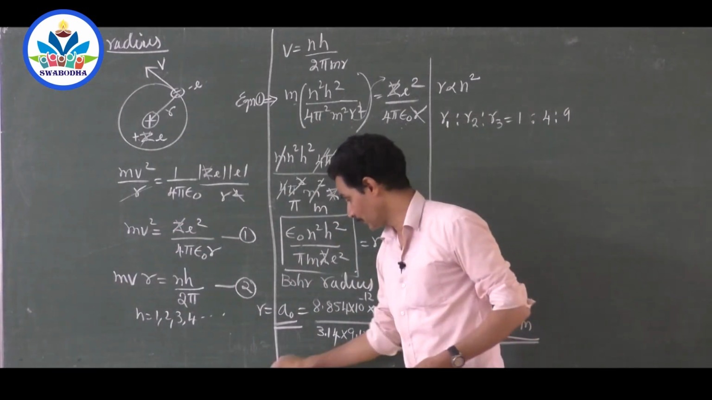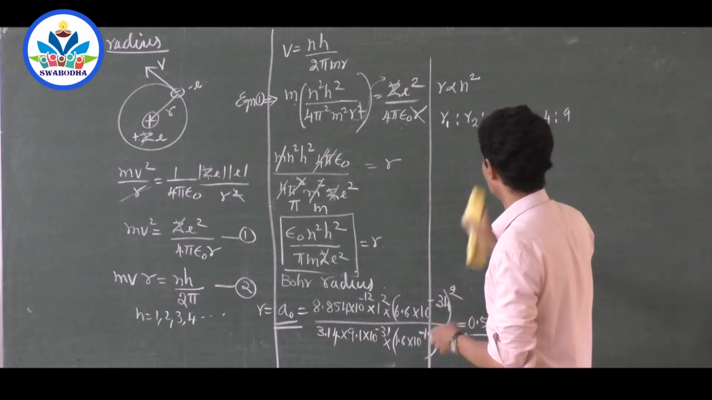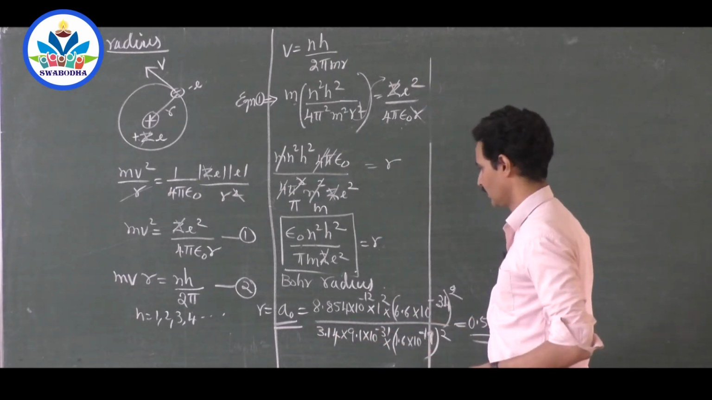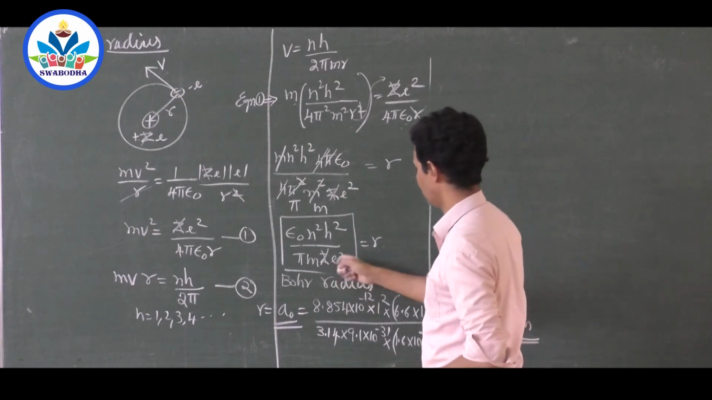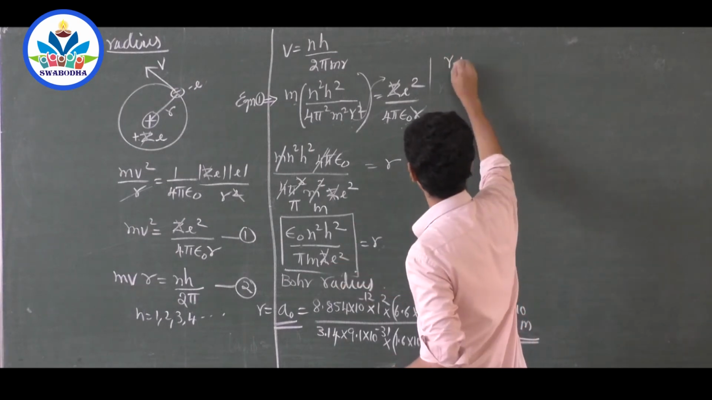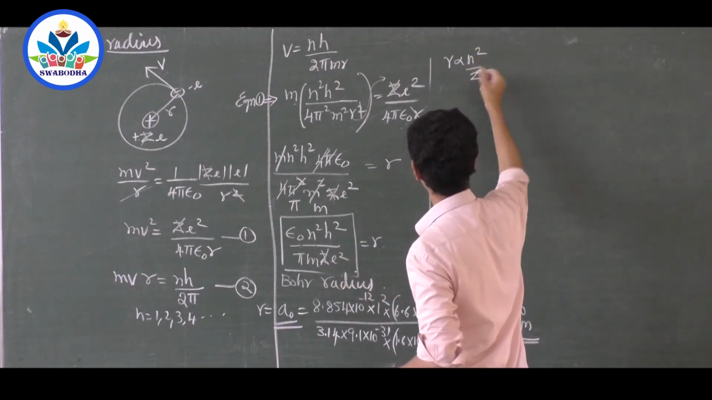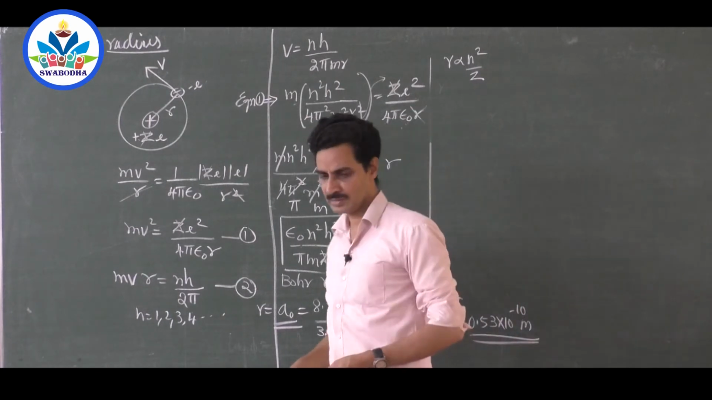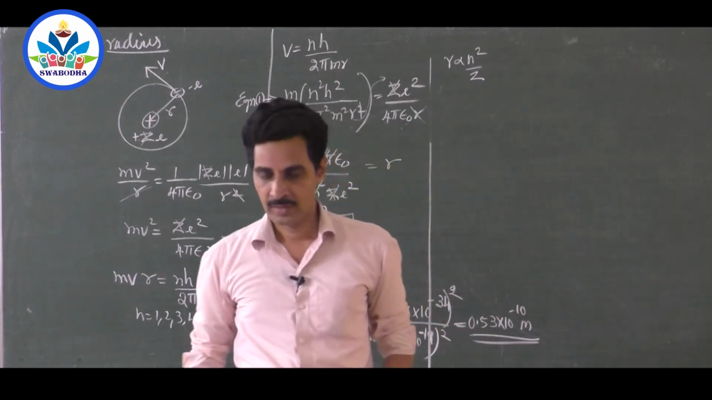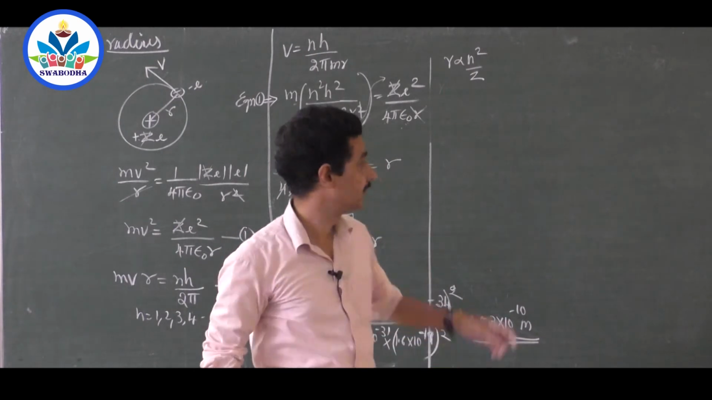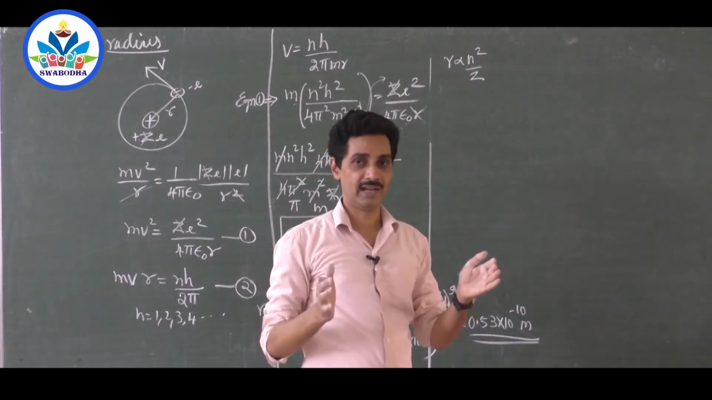Radius is directly proportional to n square, and another one, radius is inversely proportional to z, correct? That is why I have written z. Radius is directly proportional to n square, inversely proportional to z. What do you mean by inversely proportional to z? The more the atomic number, the smaller will be the radius.